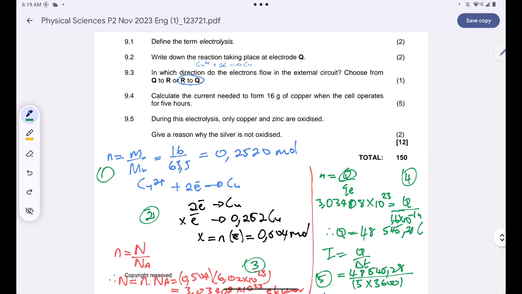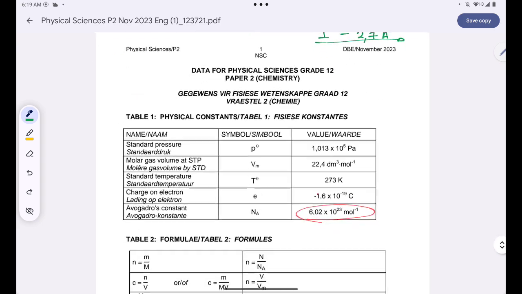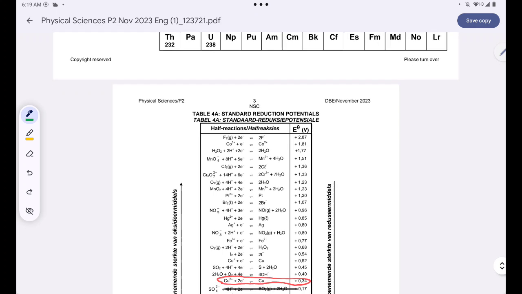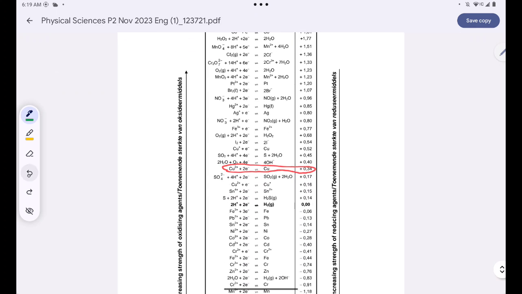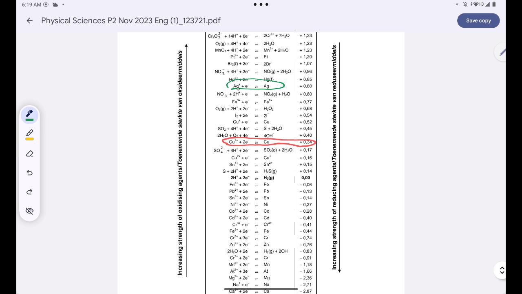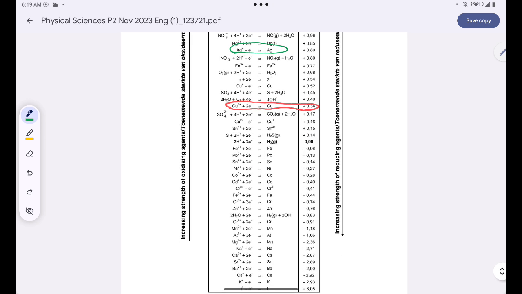Okay, 9.5, we are told that during this electrolysis only copper and zinc are oxidized. Give a reason why silver is not oxidized. Okay, we'll go and check their reducing abilities. Only copper and zinc are oxidized, but silver was not. Okay, where can I find silver? There is silver. Where can I find zinc?